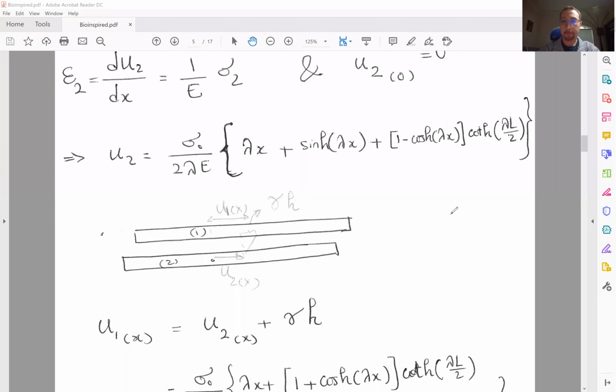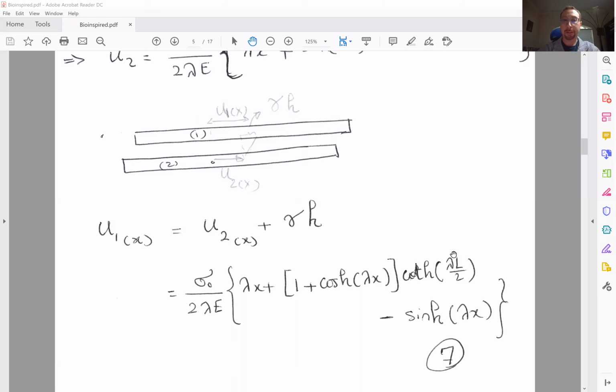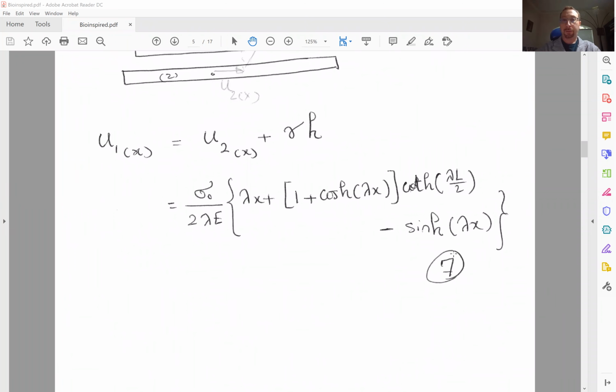So basically, the result of the calculation is what you see here, equation 7. U2 was calculated earlier on this page. Gamma was calculated as the ratio of the shear stress in the mortar to the shear modulus of the mortar, and you get a simple, or complex, I mean, it doesn't matter at this point. You get the value of U1.